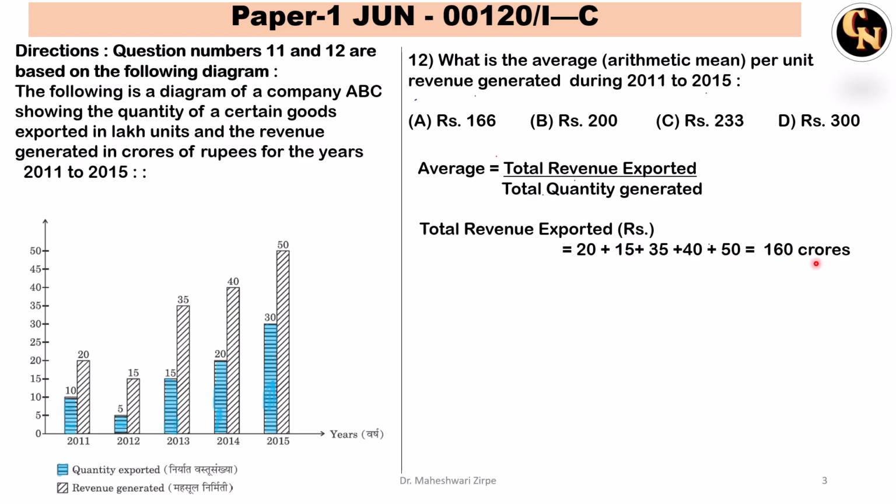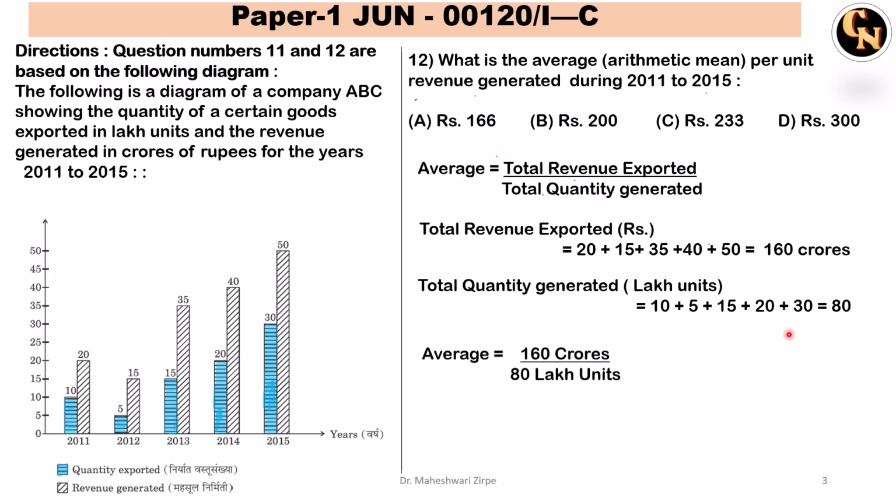So total comes out to be 160 crores. Similarly, next we will try to find out the total quantity generated. Now total quantity generated in lakhs will be 10 plus 5 plus 15 plus 20 plus 30. So 10 plus 5 plus 15 plus 20 plus 30, it comes out to be 80 lakhs per unit.